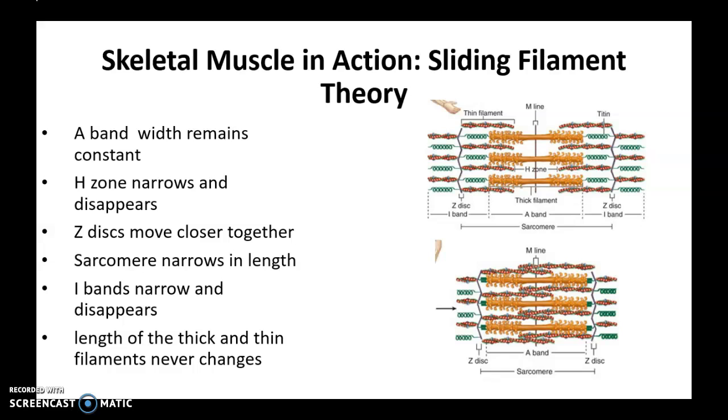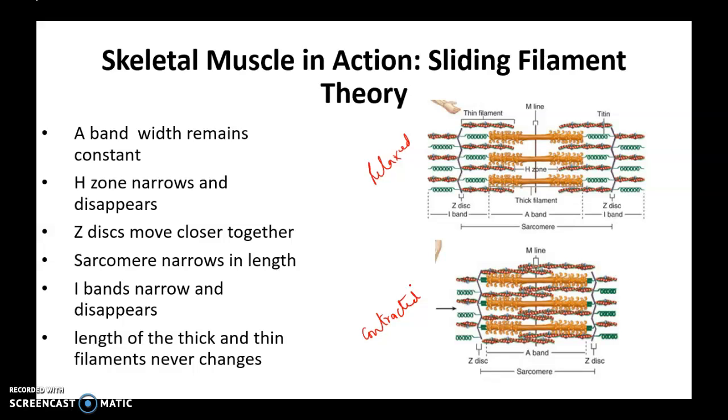Okay, so right here, we will look at a relaxed sarcomere. This is a relaxed one, and this is a contracted sarcomere. So what do we see? As the sarcomere is contracted, a few things we notice. We notice that the Z discs move closer to each other. They move closer to the M line. And that's why the sarcomere is shortened in length, or narrows in length, right?